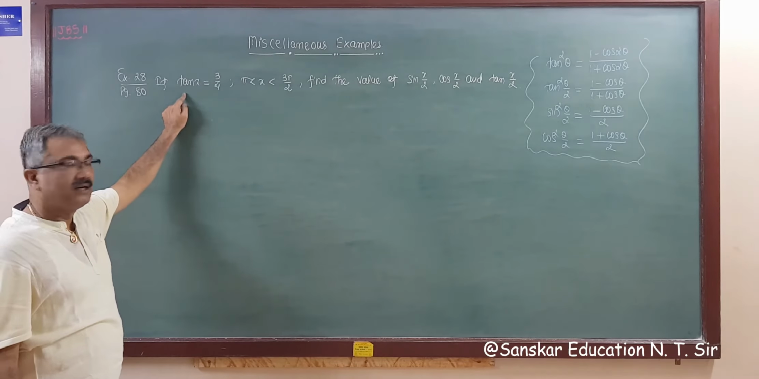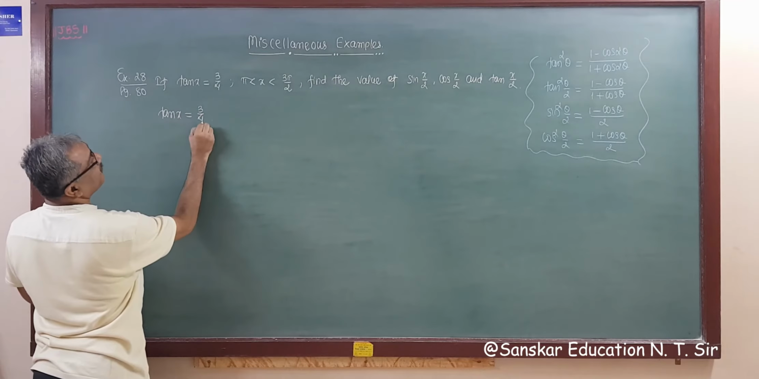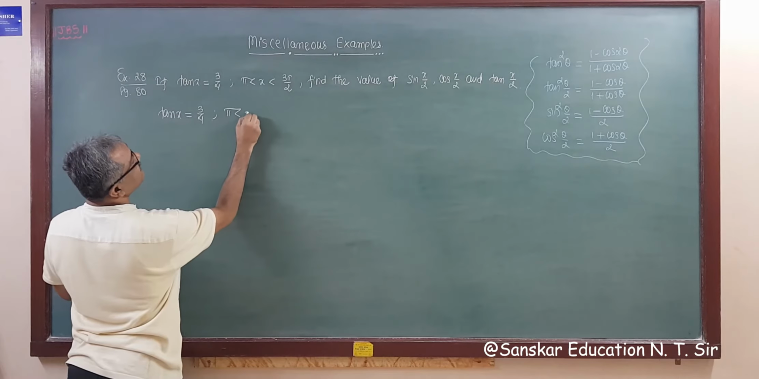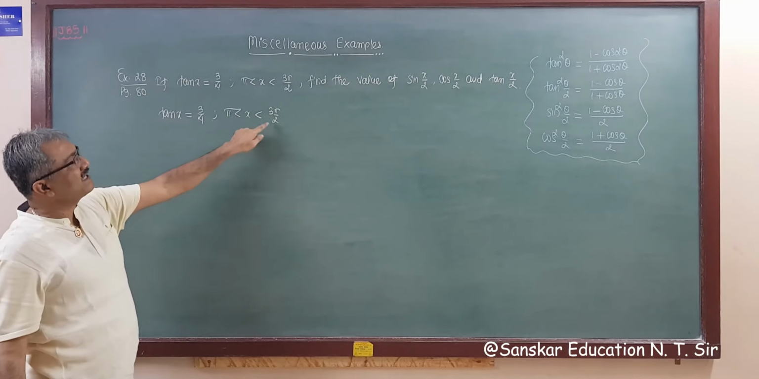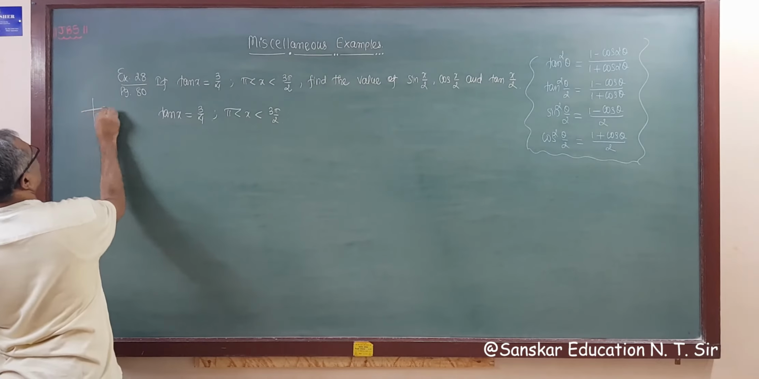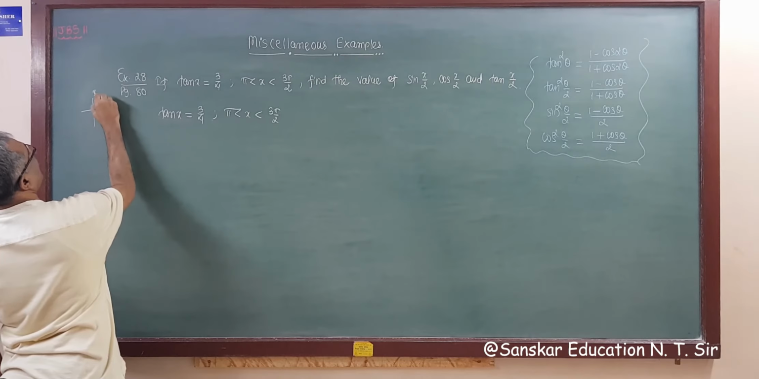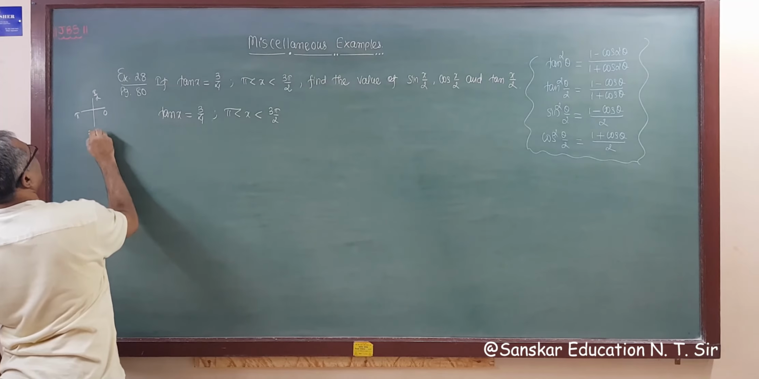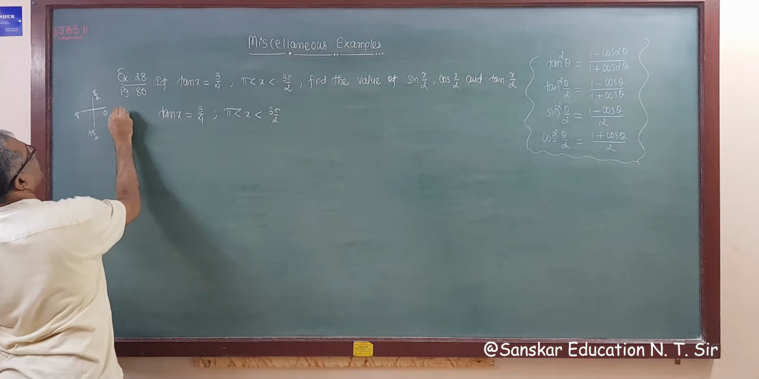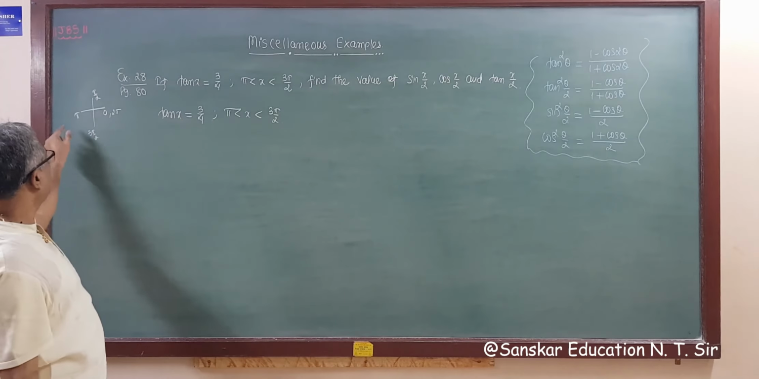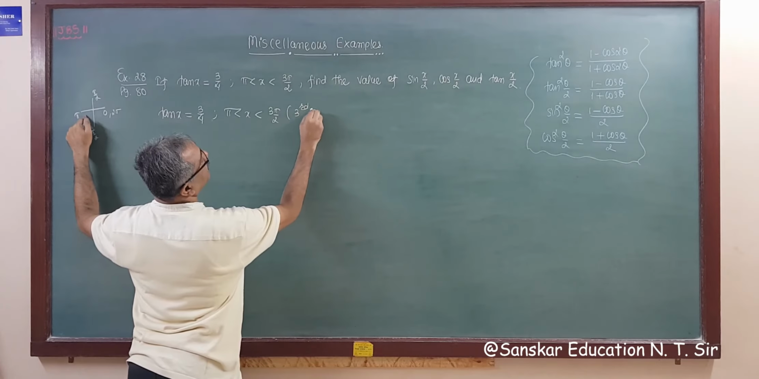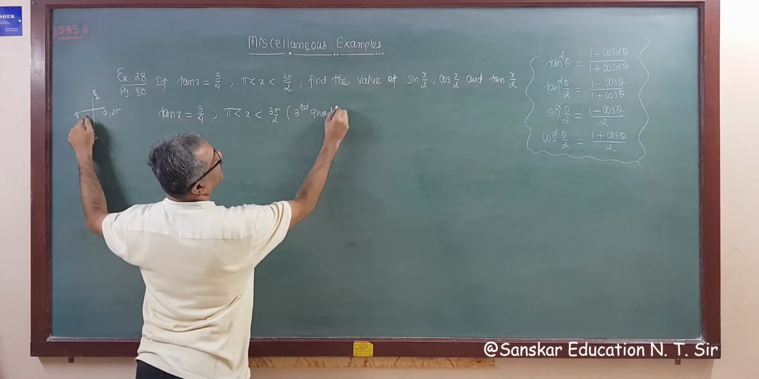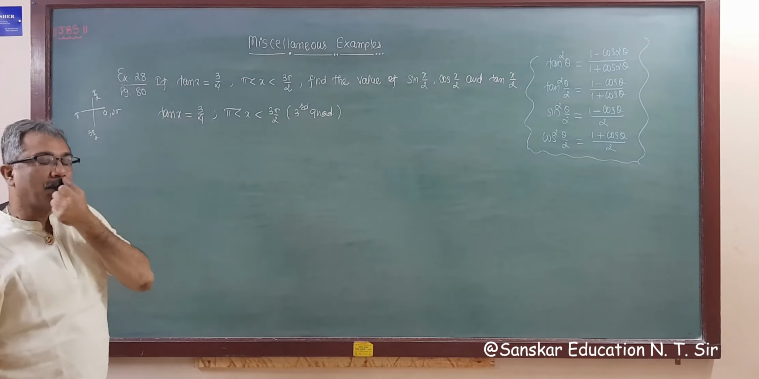So here tan x is given. Here tan x is 3 by 4. That is, pi is less than x is less than 3 pi by 2. Now pi less than x less than 3 pi by 2, that is, this is your pi: 0, pi by 2, pi, 3 pi by 2, and 2 pi after completing one revolution. So pi to 3 pi by 2, that is third quadrant. No need to write this, but for your reference I am writing, this is third quadrant.